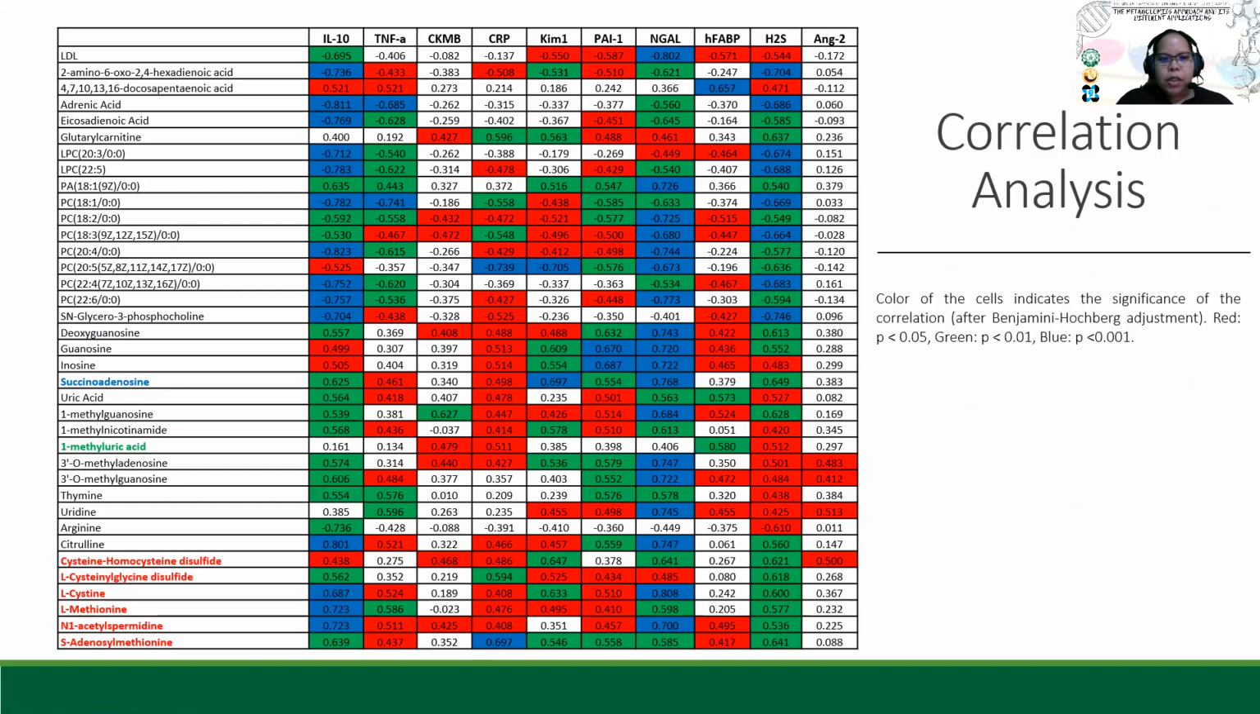So for this one, we just did a correlation analysis trying to identify the associations of the metabolites with these different protein markers. And I just wanted to highlight some of these metabolites that are significantly correlated with, for example here, KIM1 and NGAL, which are mainly indicating renal injury. You have 1-methyl uric acid, which is mainly associated with your markers for myocardial injury, such as HFABP, CKMB, and CRP. And you also have your group of sulfur metabolites that are mainly correlated with your inflammatory response markers, which are your cytokines.